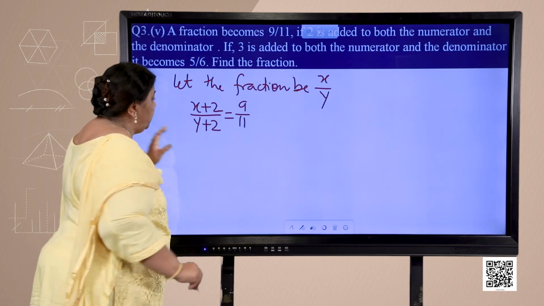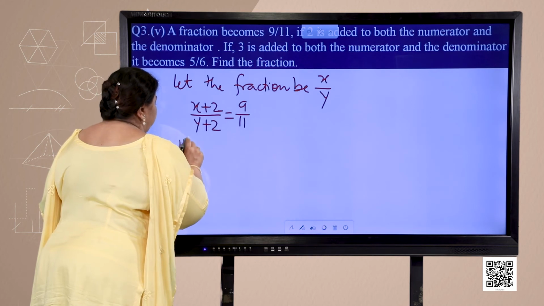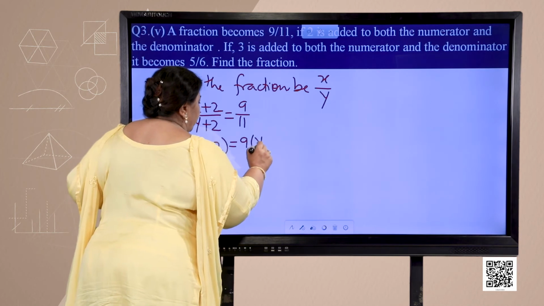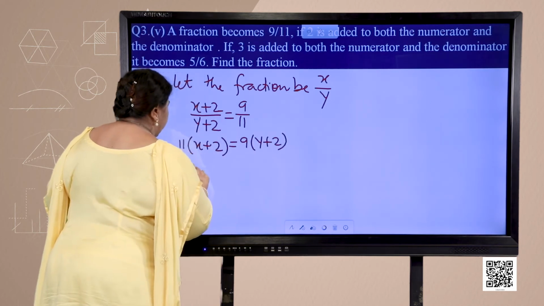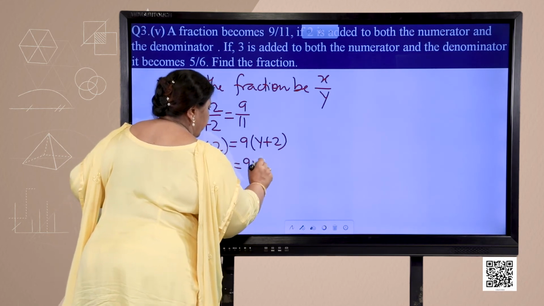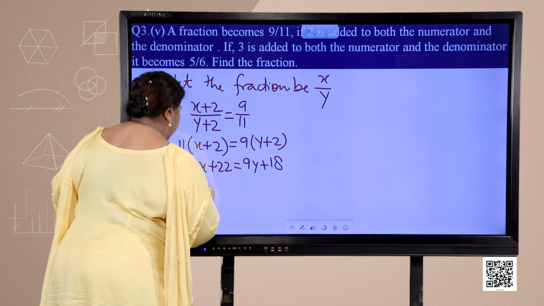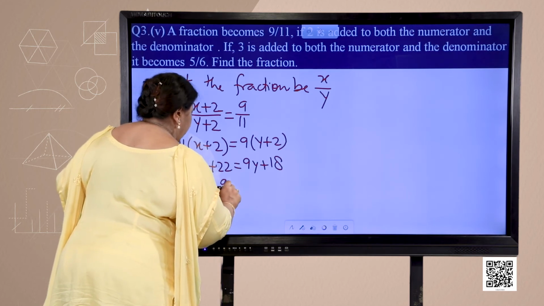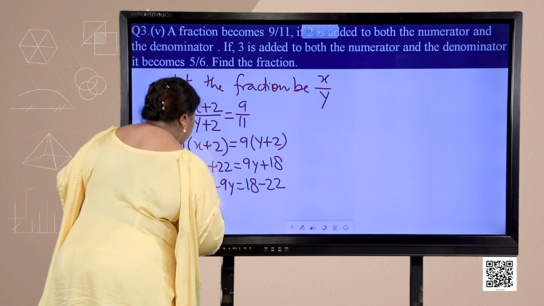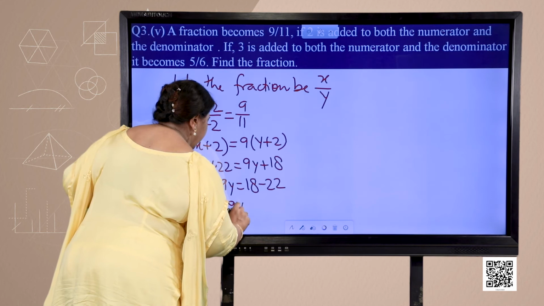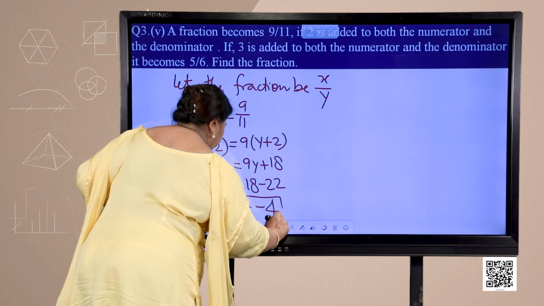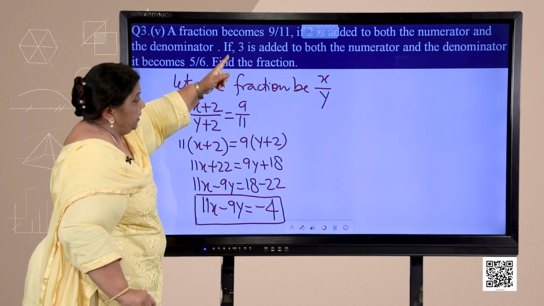On cross multiplying, what do I get? 11 into x plus 2 is equal to 9 into y plus 2. That is 11x plus 22 is equal to 9y plus 18. That gives me 11x minus 9y is equal to 18 minus 22. 11x minus 9y is equal to minus 4. This is the first equation we have got with the first condition given.